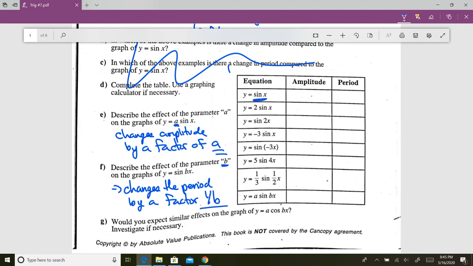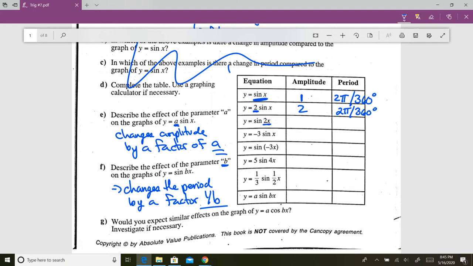So in a regular sine graph, we have an amplitude of 1. The max minus the min, divided by 2, will give you 1. It oscillates between 1 and negative 1. The period is 2 pi, or 360. If I put an A value of 2 in, that is going to change my amplitude. The amplitude now switches to 2. Nothing happens to the period, so it stays at 2 pi, or 360.